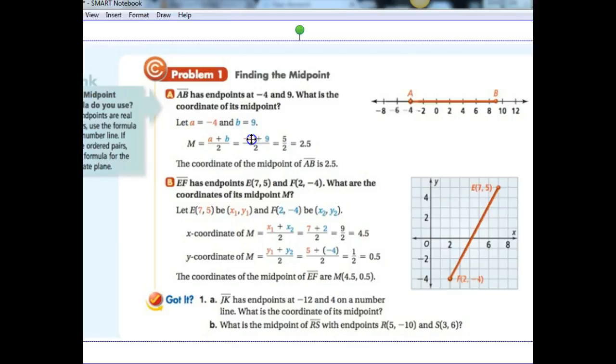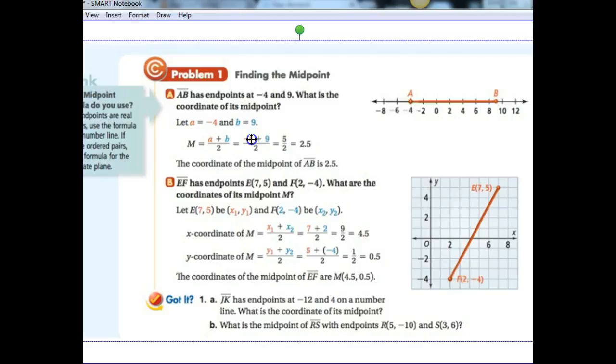Okay. However, sometimes they're in two dimensions, or on a coordinate plane. So EF is on a coordinate plane here, and the E endpoint is 7, 5, and the F endpoint is 2, -4. What are the coordinates of the midpoint? Now, what you have to do here is find the midpoint of X, then find the midpoint of Y.